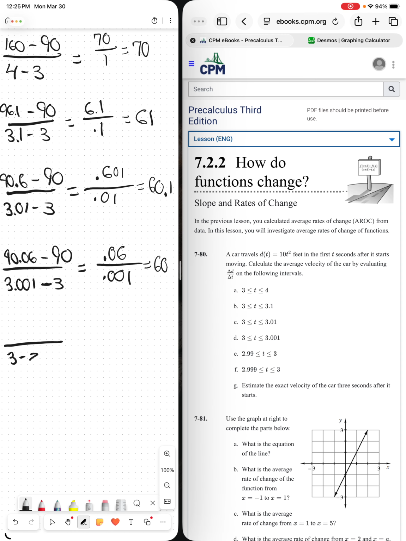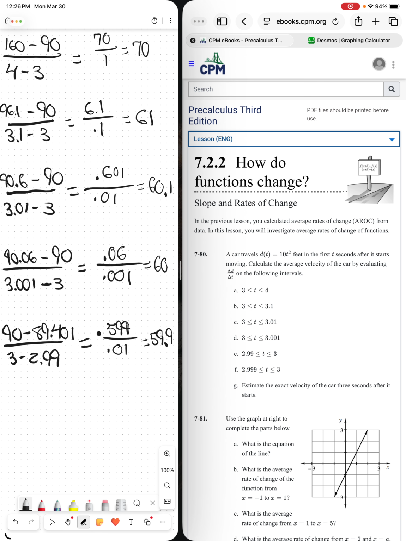3 minus 2.99. So 90 minus 2.99 squared times 10, which is 89.401. So 90 minus 89.401 is 0.599 over 0.01, or 59.9. You get the gist.